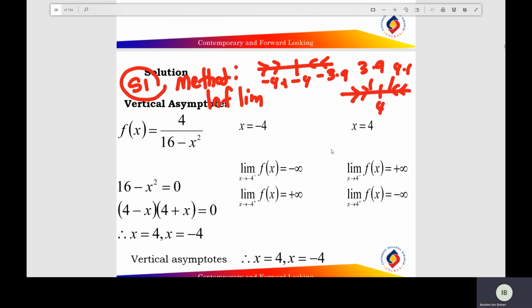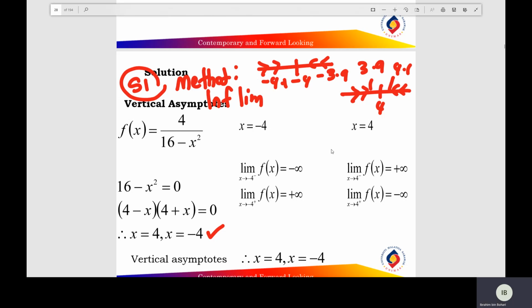Okay, first, before you find the infinite limits of the rational function, you let the denominator 16 minus x squared equal to 0, yeah? And factorize the quadratic expression: 4 minus x times 4 plus x equals 0. And you find the value of x. x here equals plus or minus 4.